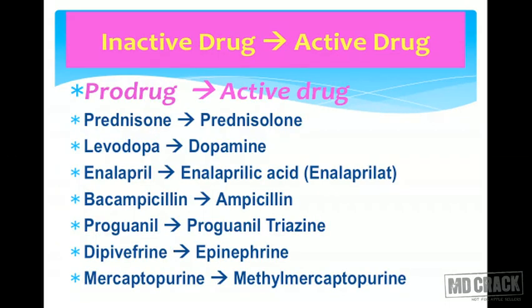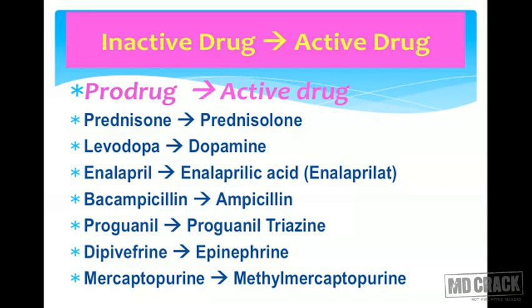The second group of drugs, types of drugs, are pro-drugs. Pro is someone who stands for, someone who represents. A pro-drug is the drug which stands for the original substance, but it is inactive. And after going inside the body, the pro-drug gets converted into an active form. There are many examples here. You are well conversant with the examples.